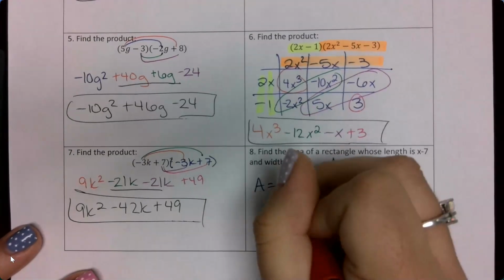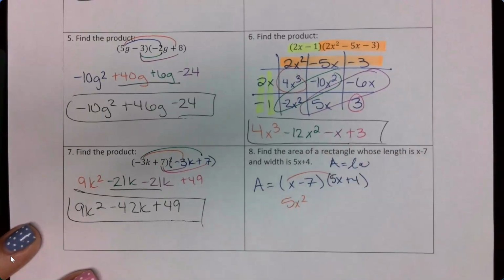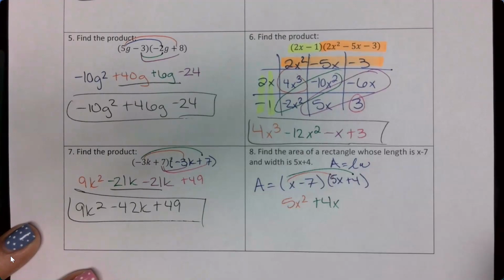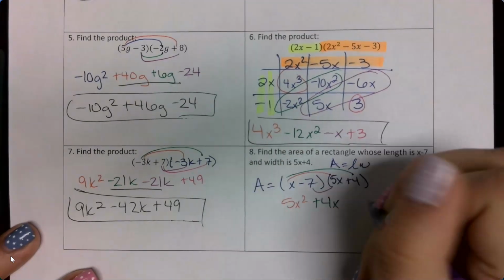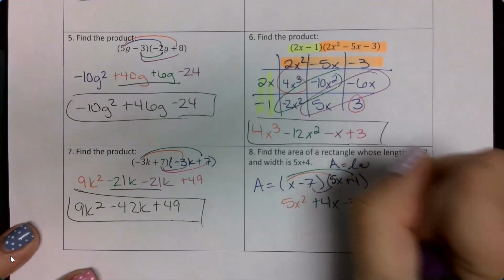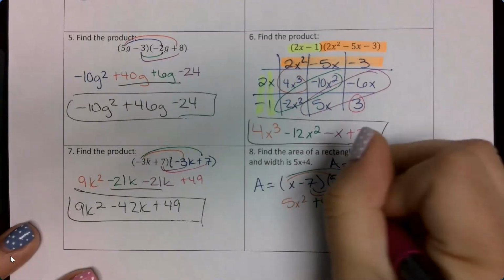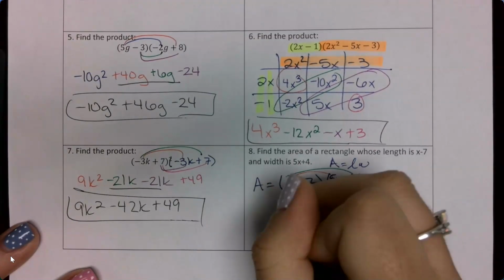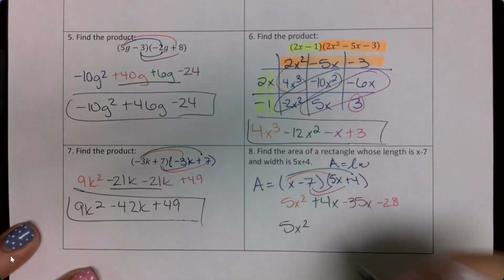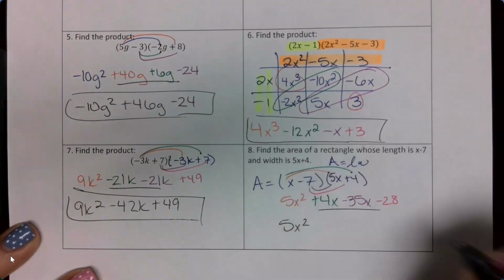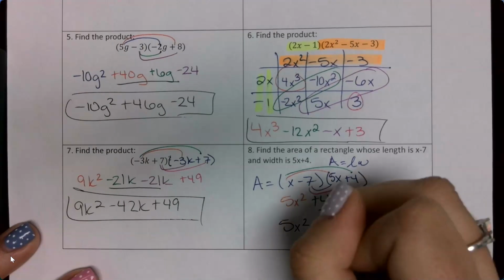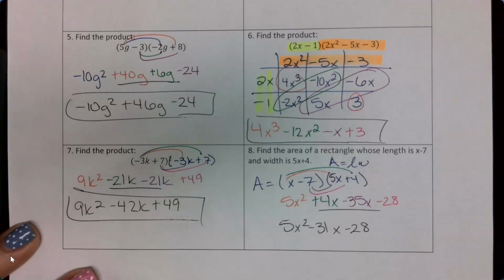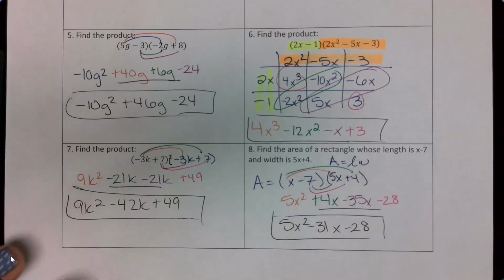So x times 5x is 5x squared. Then x times 4 is 4x. Negative 7 times 5x is negative 35x. And negative 7 times 4 is negative 28. I want to combine like terms. I don't have anything to add to the x squared. 4x minus 35x is negative 31x. And then minus 28. So this is the formula for my area.